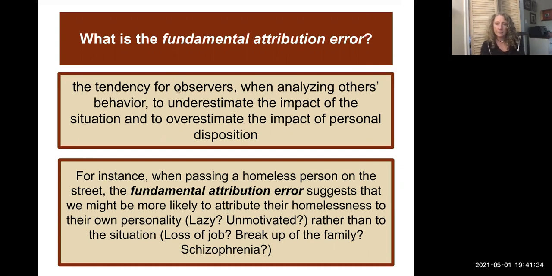And this is the tendency for observers, when analyzing others' behavior, to underestimate the impact of the situation and to overestimate the impact of a personal disposition. I'll give you the example here and then I'll come up with another one. For instance, when passing a homeless person on the street, the fundamental attribution error suggests that we might be more likely to attribute their homelessness to their own personality, lazy or unmotivated, rather than to the situation: loss of job, breaking up of the family, or maybe having a psychological disorder like schizophrenia.